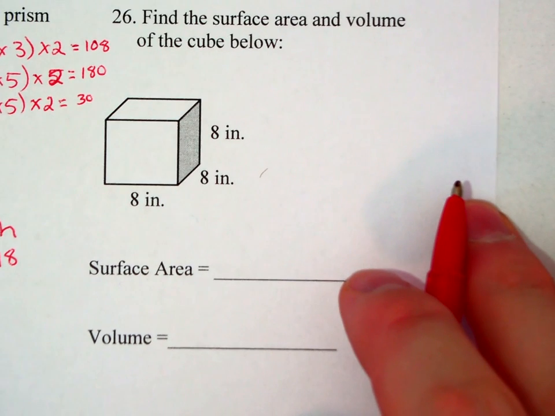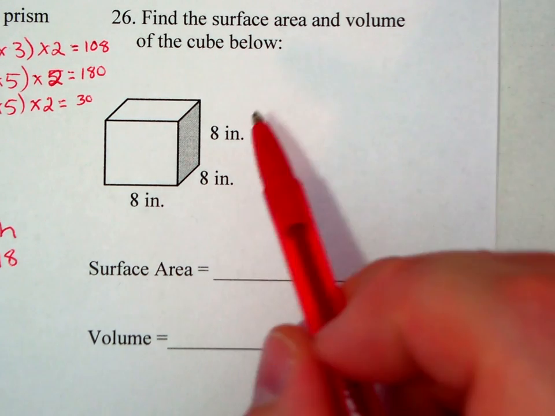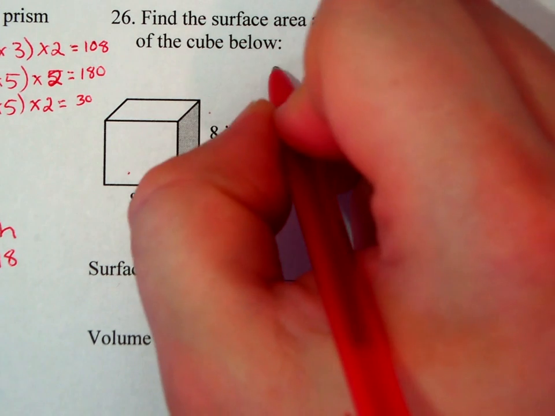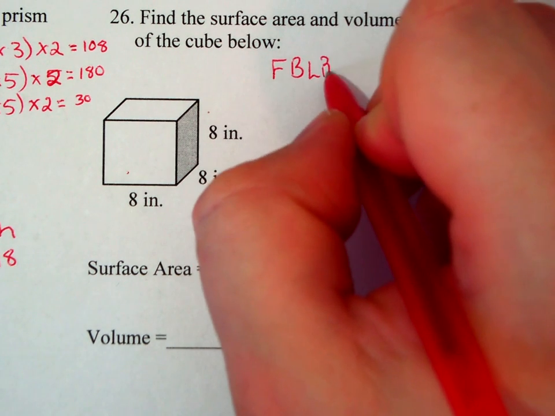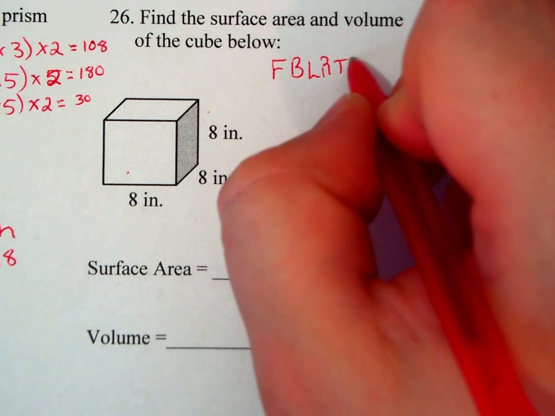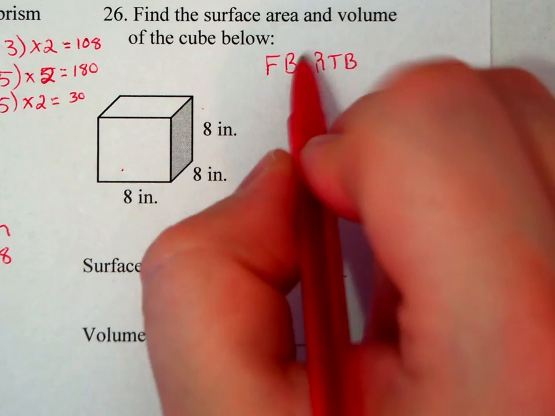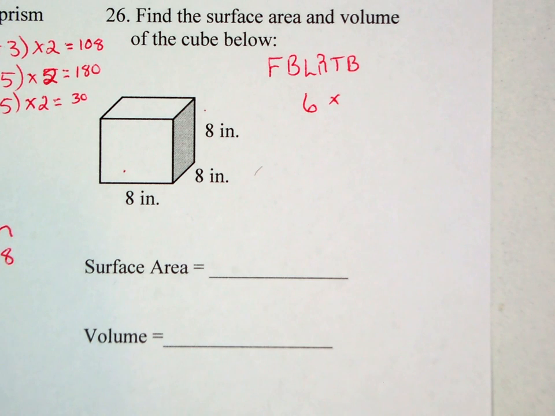Problem 26. Find the surface area of the cube below. Well, this one's a little bit easier because since it's a cube, I know I'm going to have a front and a back, a left and a right, and a top and the bottom that are all the same. So I'm going to have 6 sides that are all the same.